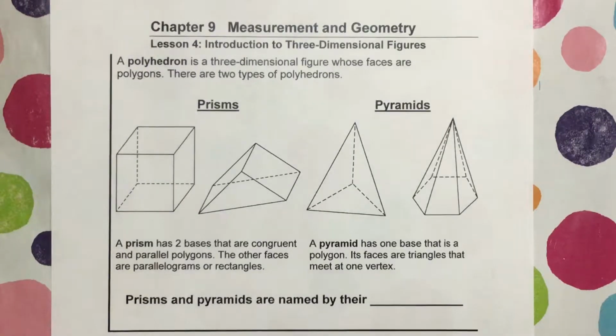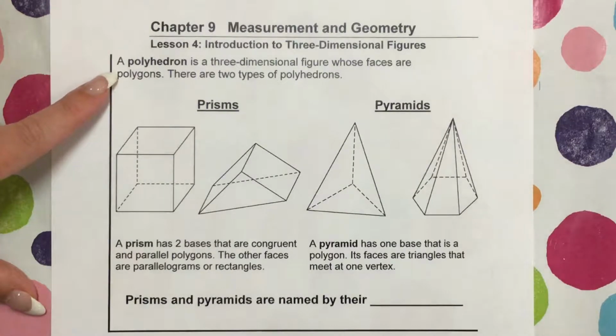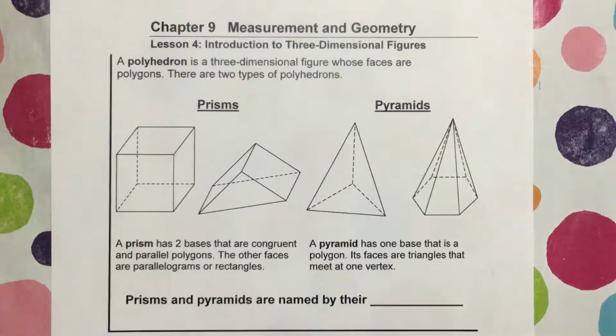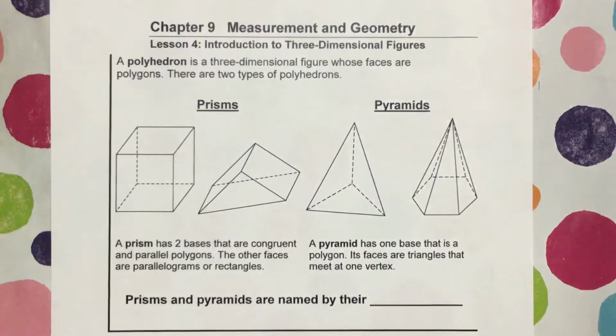We are back in Chapter 9, Measurement and Geometry, discussing Lesson 4, Introduction to Three-Dimensional Figures. A polyhedron is a three-dimensional figure whose faces are polygons. There are two types of polyhedrons. The first is a prism. The next is a pyramid. So let's talk about prisms.